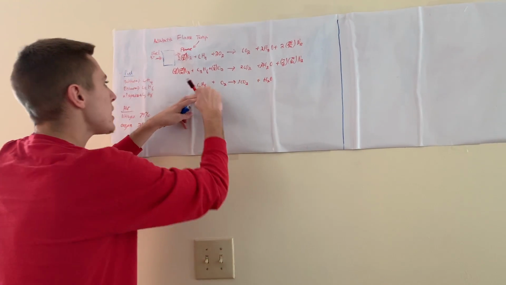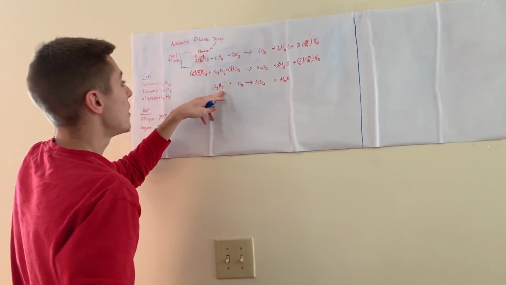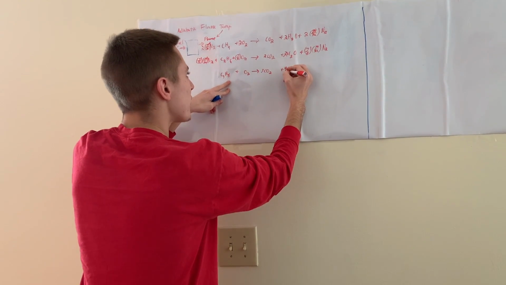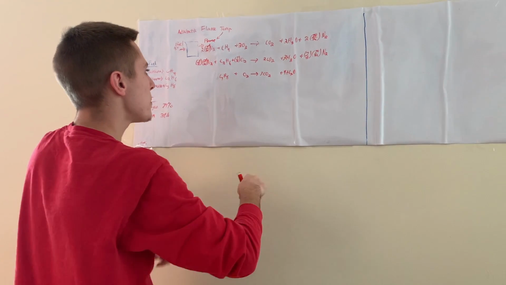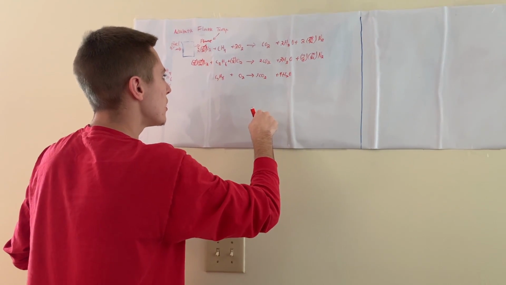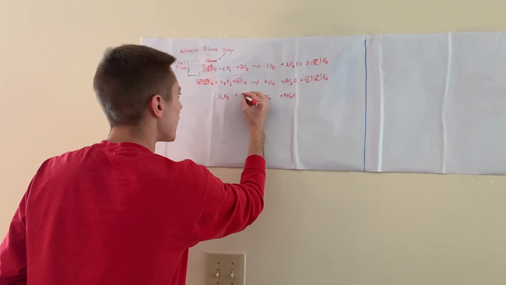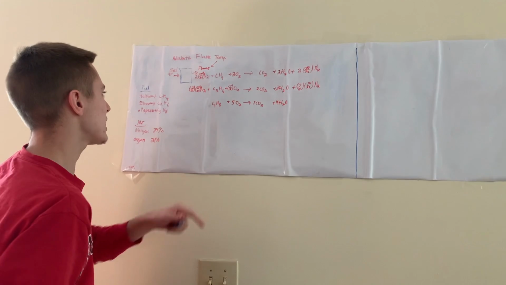Balances out, so three carbons on both sides. Hydrogen, 8 on this side, so you add a 4 here, 8 hydrogens, 3 carbons. Now we need to make the oxygens all balanced, so there's 4 plus 6, so 10, add a 5 here, and everything is balanced.